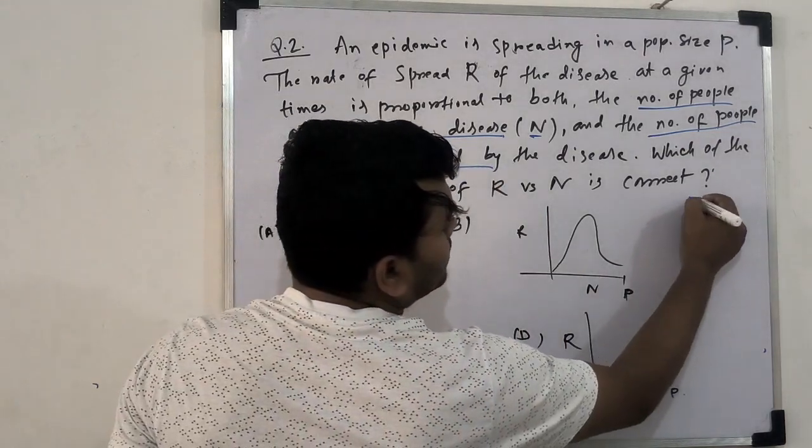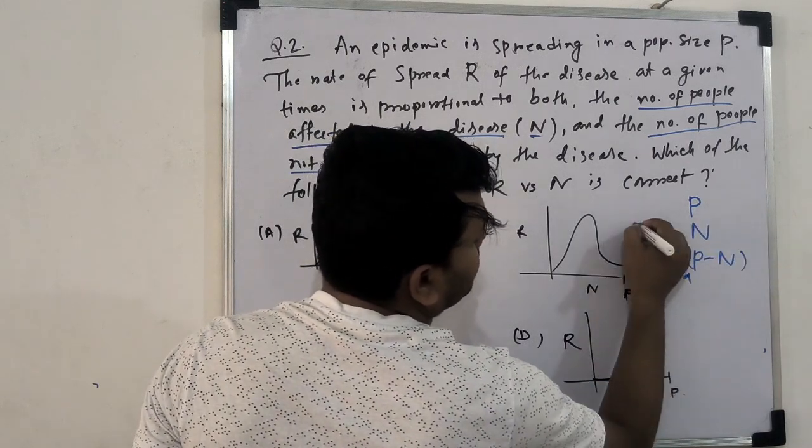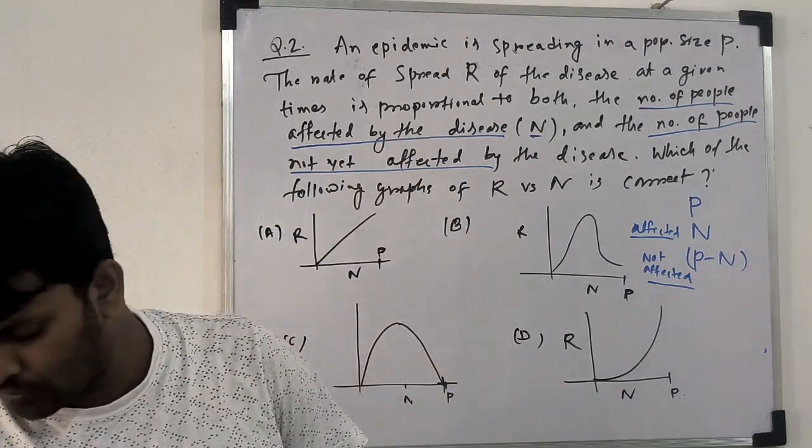So the total population is P, N is affected, so P minus N is not affected by the disease. These options are given. Okay? So we solve this problem.